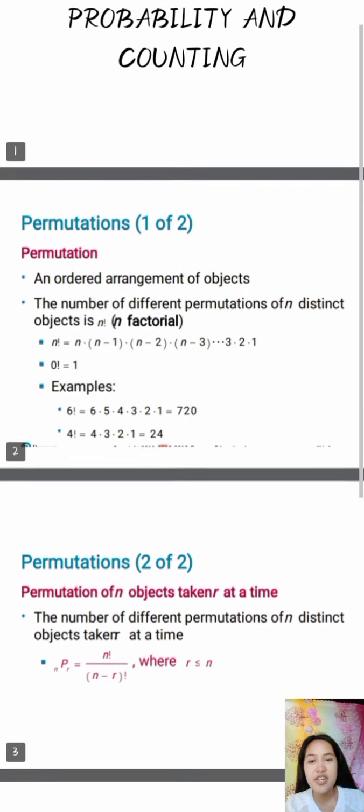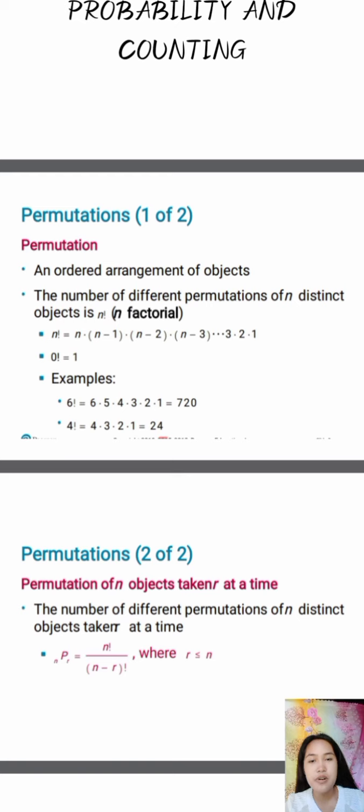Permutations. An ordered arrangement of objects. The number of different permutations of n distinct objects is n factorial. N factorial is equal to n times n minus 1 times n minus 2 times n minus 3, and so on, down to 3 times 2 times 1. 0 factorial is equal to 1. Examples: 6 factorial is equal to 6 times 5 times 4 times 3 times 2 times 1, which is 720. 4 factorial is equal to 4 times 3 times 2 times 1, which is 24.